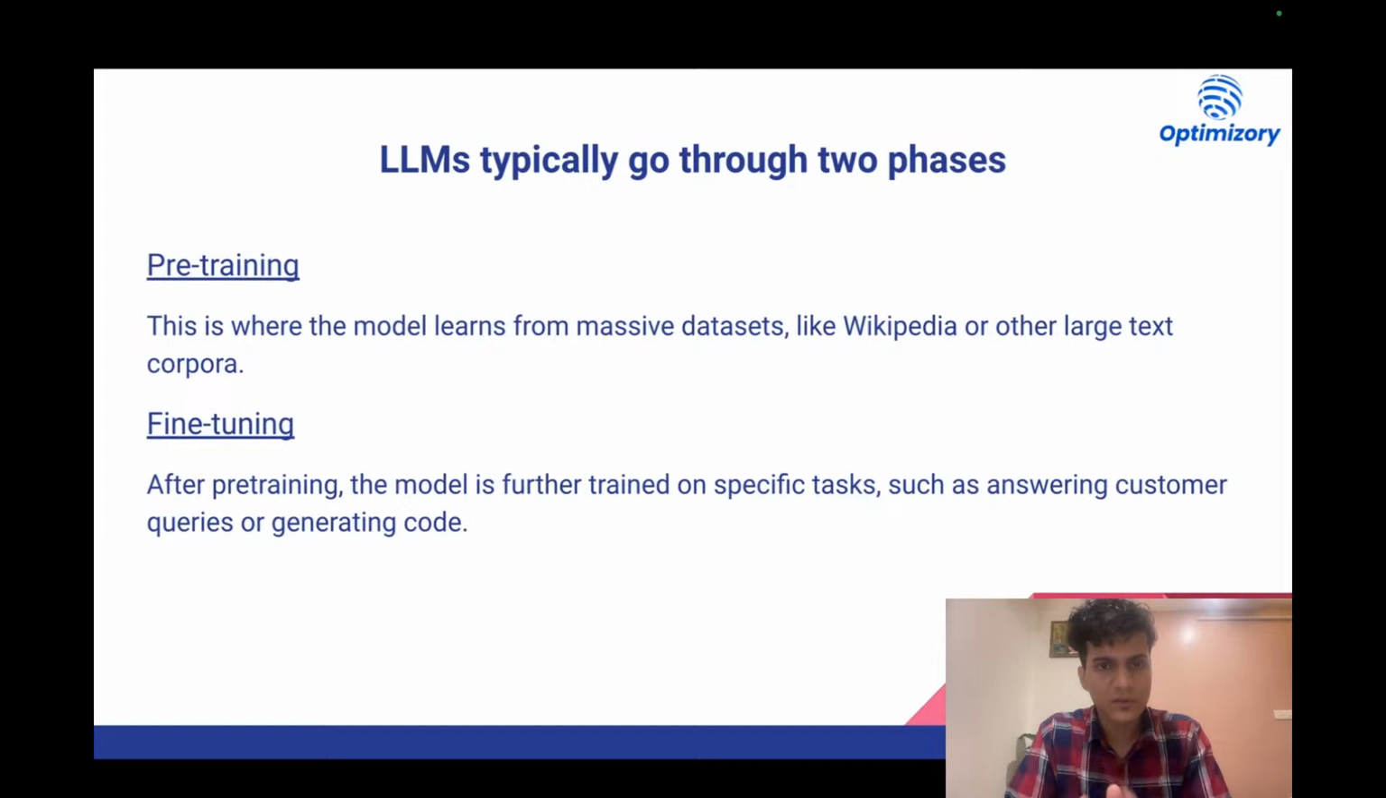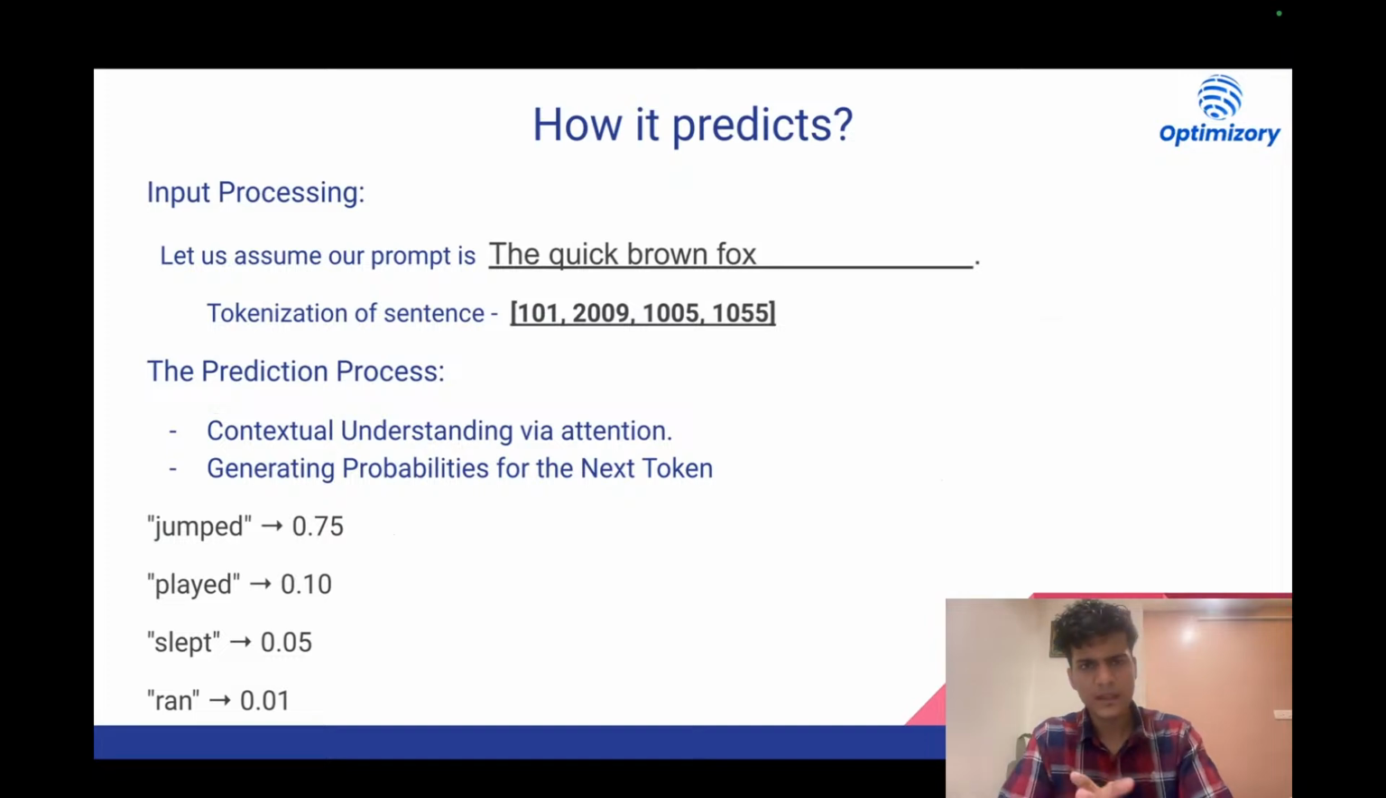So these are two phases of LLM. First one is pre-training, where the base model is prepared, where it knows how to read and how to process a response, and then fine-tuning of a model where it is trained on specific tasks. So these are the two phases of LLM training. And then how it predicts. Even the prediction happens inside of the transformer architecture.